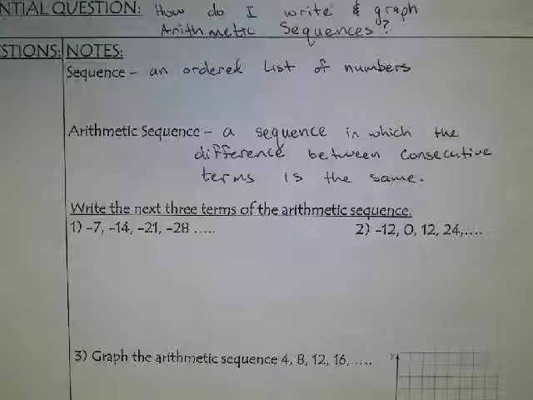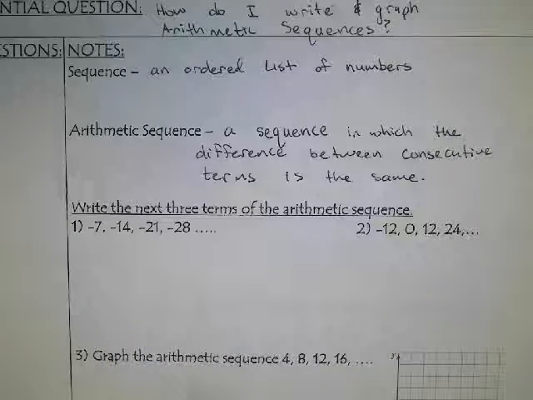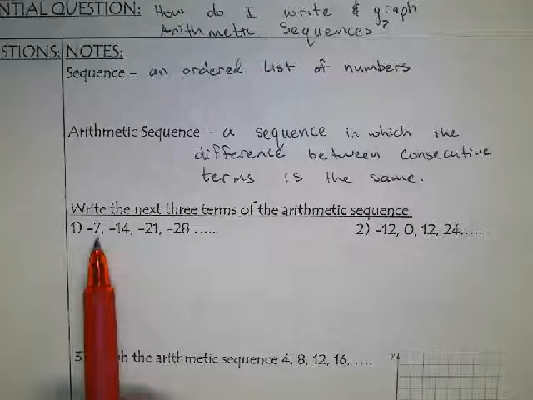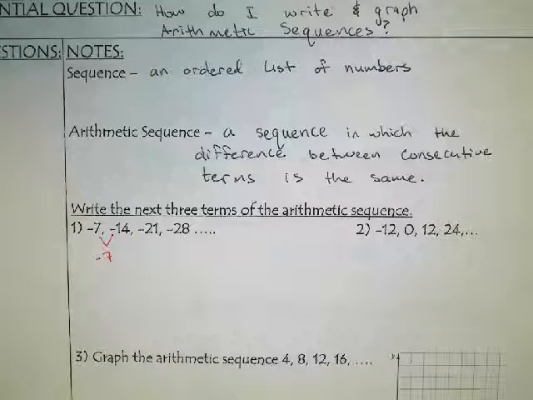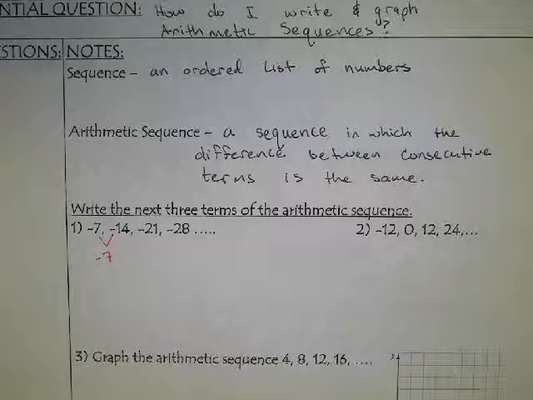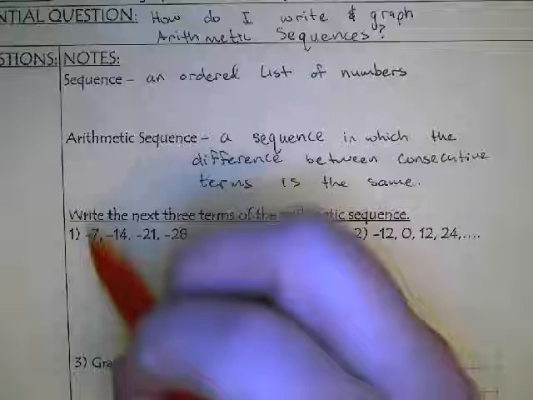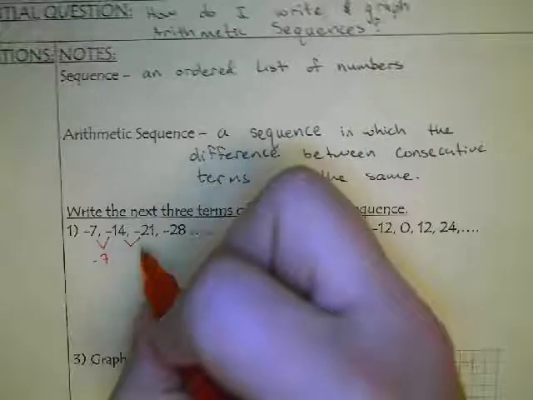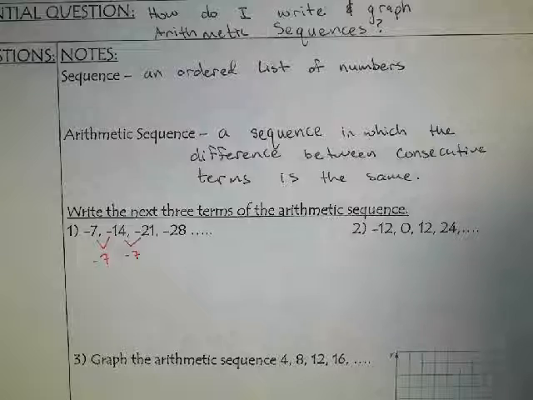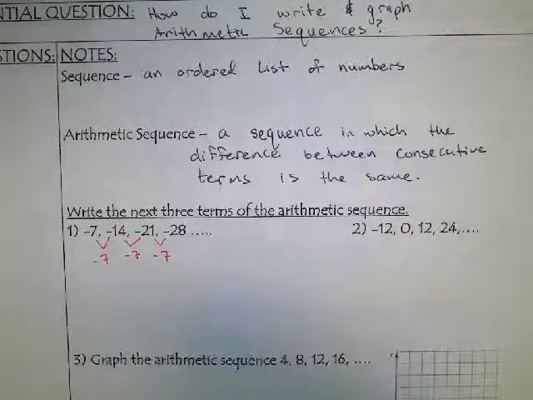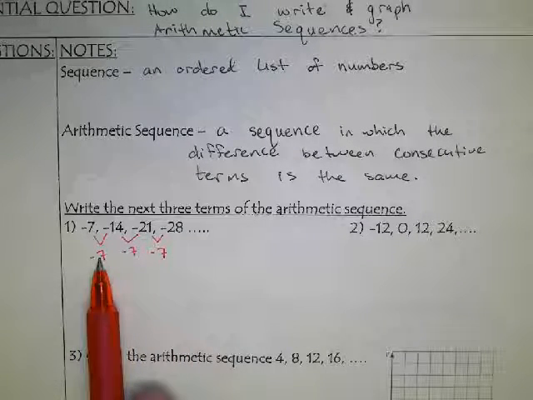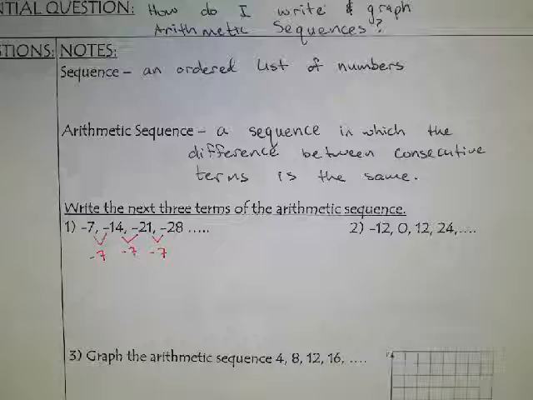So what that means is, if I look at two terms, let's look at example 1 for instance, is there a difference when I go from one term to the next? As I move from -7 to -14, the difference is I'm subtracting 7. Then from -14 to -21, I am subtracting 7. And from -21 to -28, I'm subtracting 7. So this is an arithmetic sequence because the common difference is -7. I'm subtracting 7 every time.